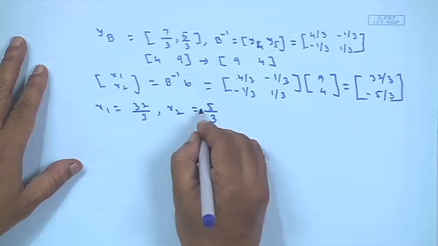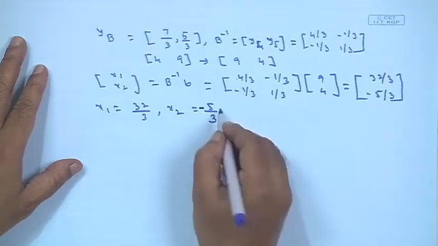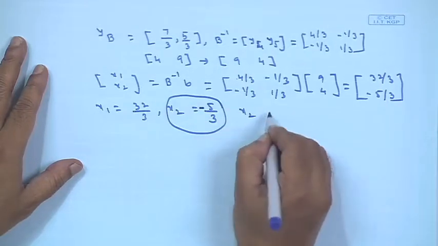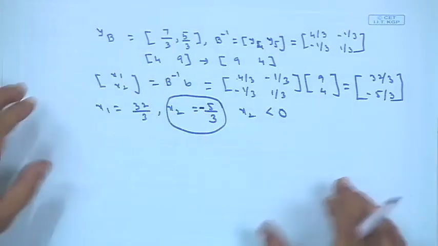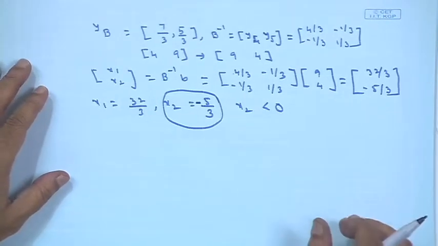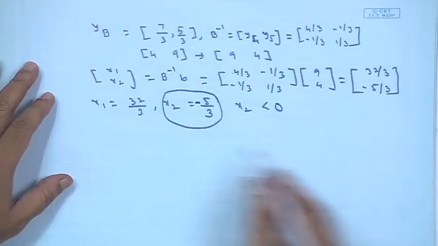Since your x2 is less than 0, the original optimal solution whatever you have obtained will change. Your feasible solution will become infeasible now. So, to remove infeasibility, what do I have to do?